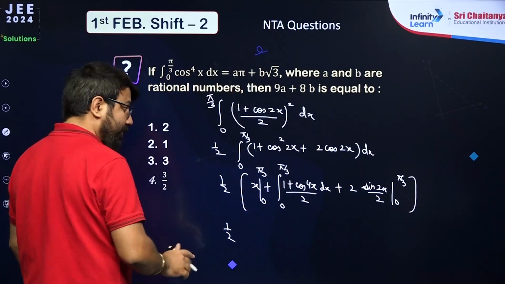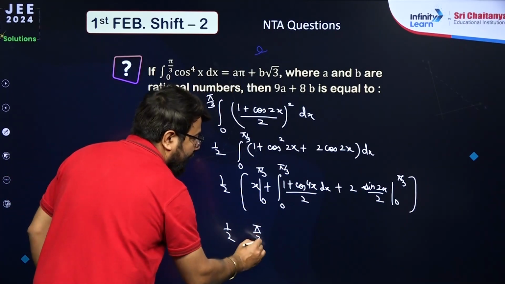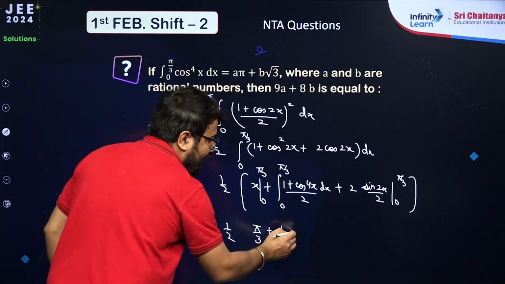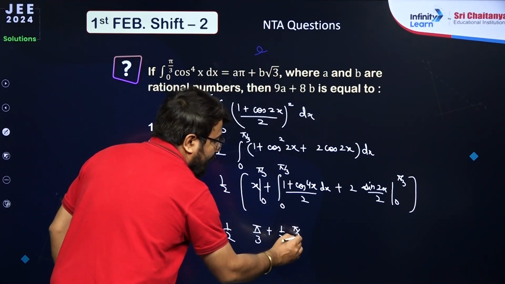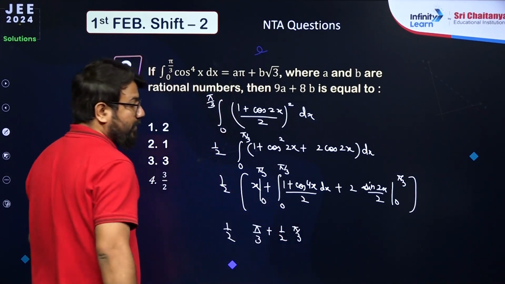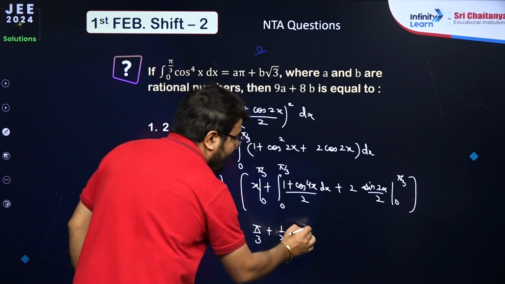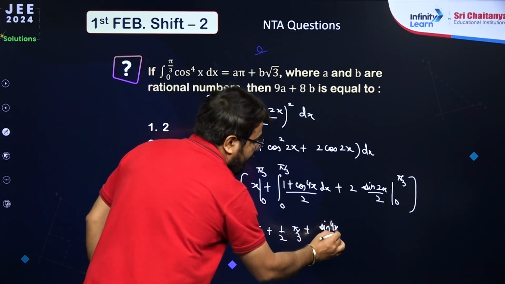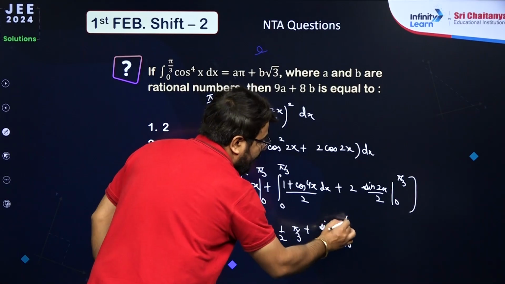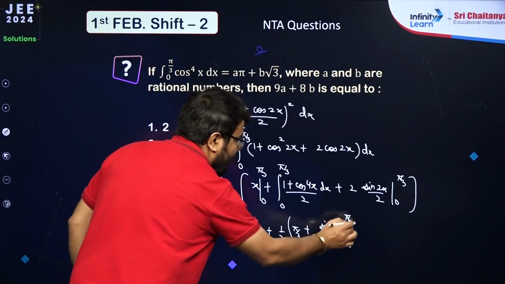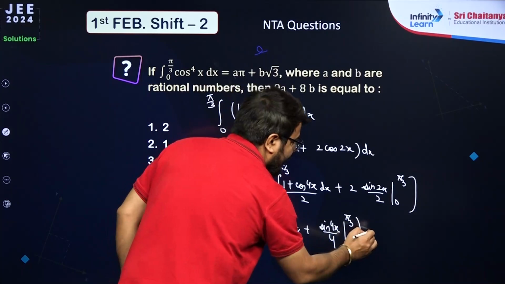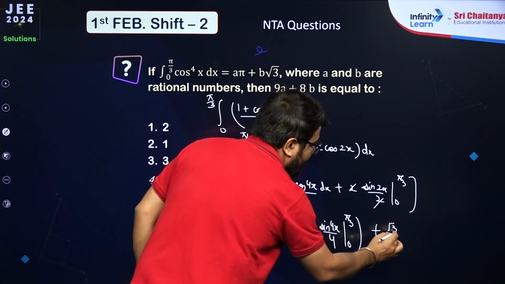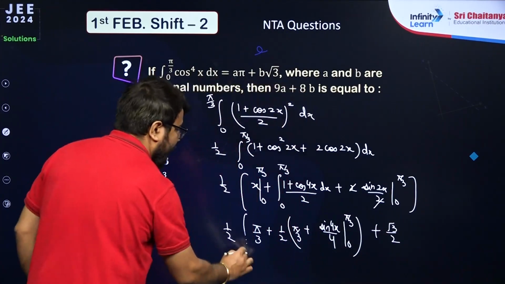So basically half, then here I will have pi by 3. Then again half is taken outside. Integration of 1 will be x, and that will be pi by 3. And integration of cos 4x will be sin 4x over 4, and the limits are from 0 to pi by 3. This is whole multiplied by half. And here the 2 and 2 get cancelled. Sin 2 pi by 3 is sin 60, which is root 3 by 2, and sin 0, so I'm not writing it.